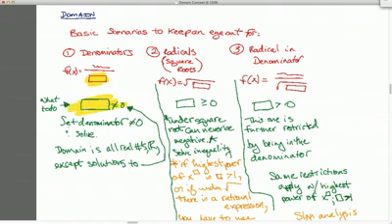And your domain is going to be all the real numbers except for the solutions to this denominator. So in essence, where it equals 0 is where your domain cannot be. You cannot plug in a number that makes that bottom equal to 0.